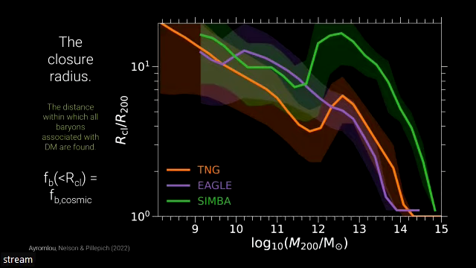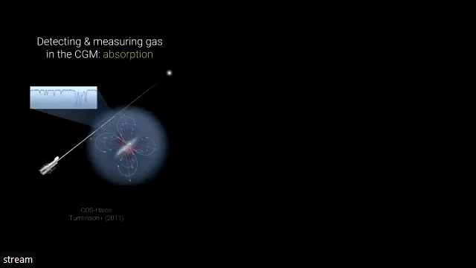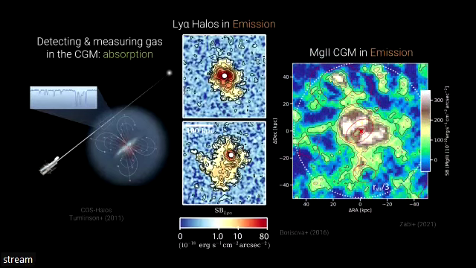I wanted to close, going back to the data, talking about how we can observe other phases. I'm not going to do it. I just want to skip through it really quickly. I want to talk in particular about looking at the CGM gas in emission. This is kind of the forefront, in my opinion.